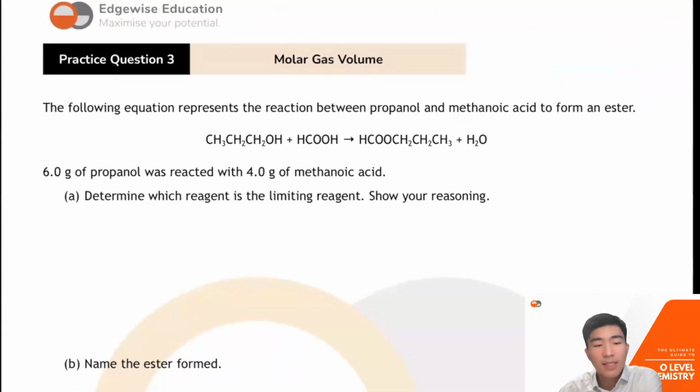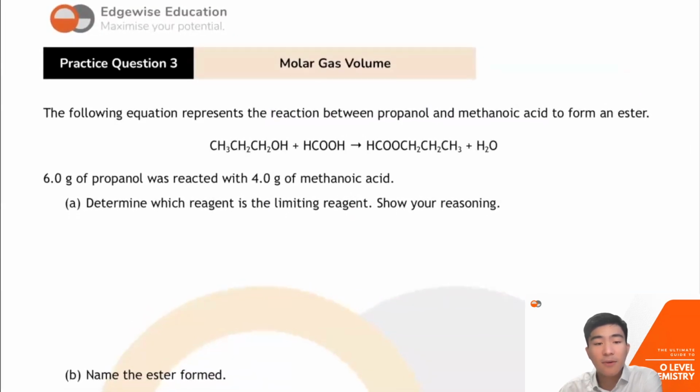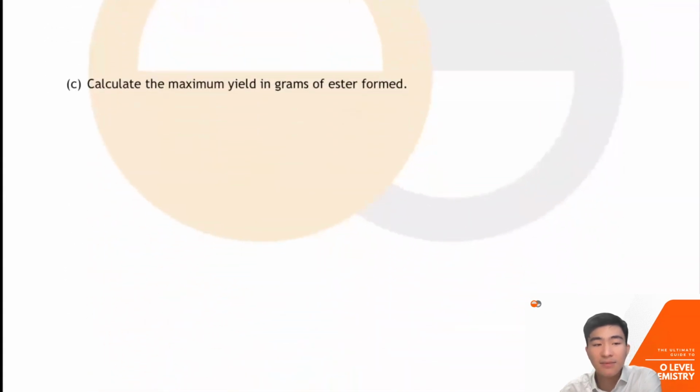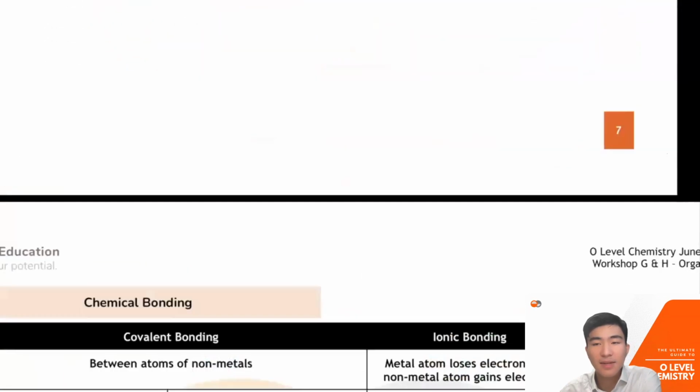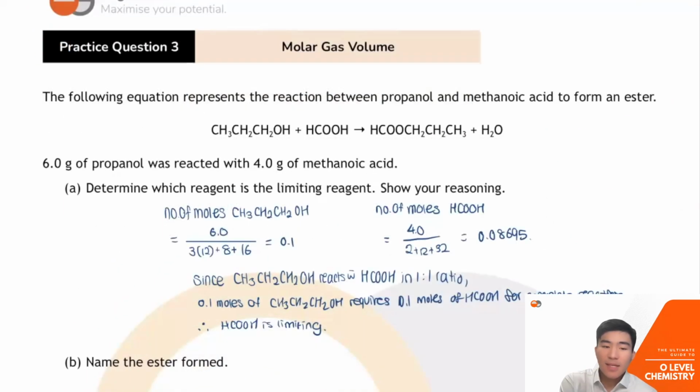Now, this question: the following equation represents the reaction between propanol and methanoic acid to form an ester. They tell us that propanol is reacted with 4.0 gram of methanoic acid. First off, can you all please try to find out which one is the limiting reactant? Then after that, you can do part B and part C. Try this question, and make sure you follow the presentation.